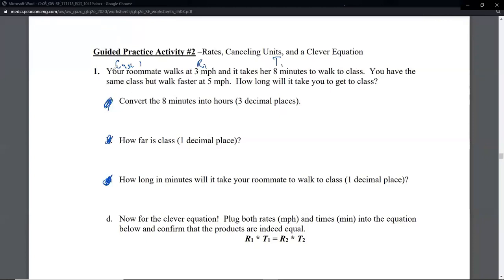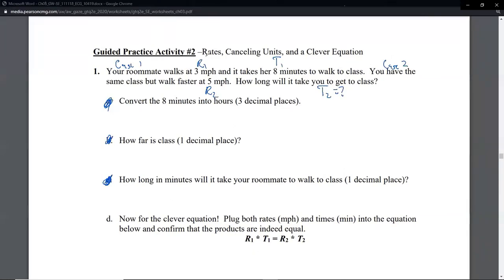All right, then the other person, oh, I'm sorry, case 1 was the roommate. Case 2, that's you. You walk faster at 5 miles per hour, that's rate 2. So you is case 2, and I said that funny intentionally. So your goal is to find how long it will take for you to get to class, which we'll call T2. So we're just plugging those numbers into the concentration equation.